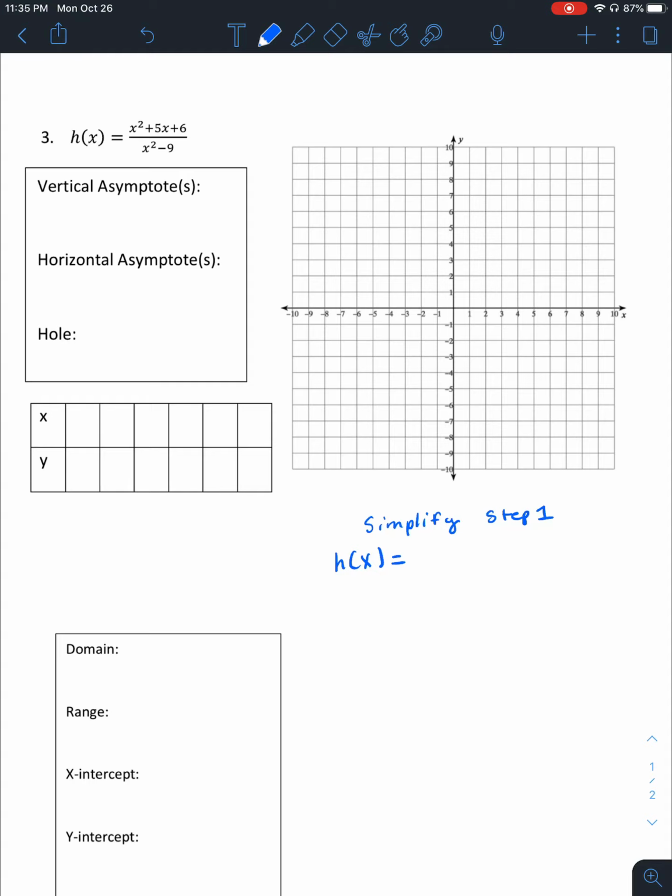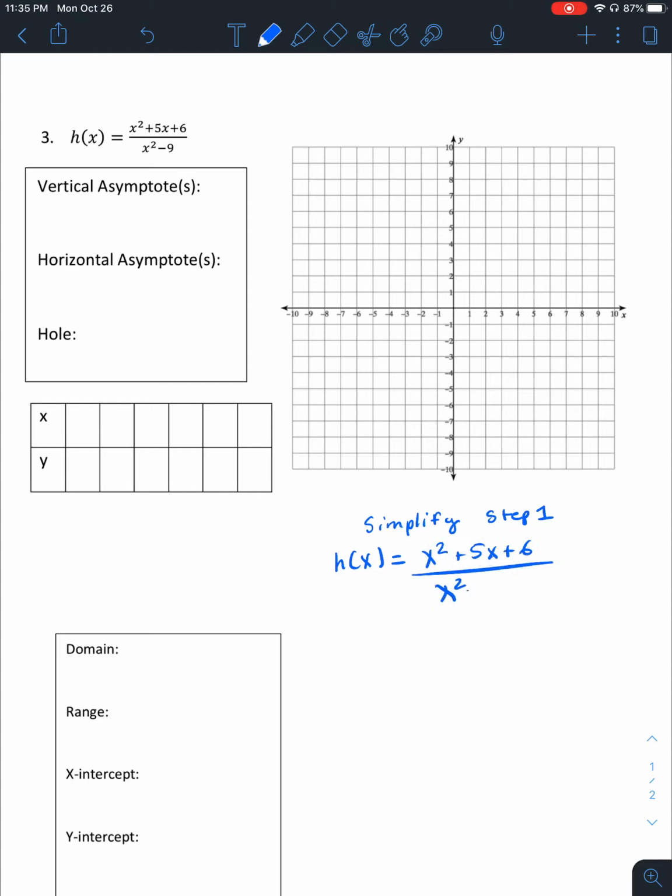Sometimes it will be in a form that is already reduced, but here we have h of x, like I said, equals x squared plus 5x plus 6 over x squared minus 9. When I look at the top, that should remind you of a polynomial that you can factor. What two numbers multiply to 6 and add to 5? I'm hoping that you see that's x plus 2 and x plus 3.